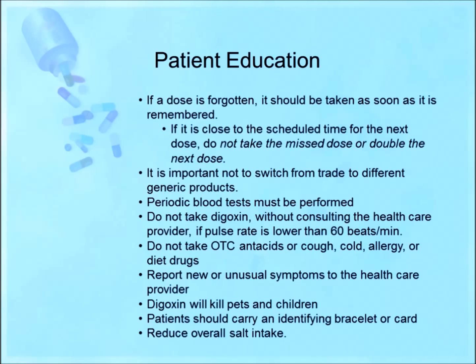The patient should be taught how to take their pulse, or family members need to be instructed. The patient should not take digoxin without consulting a healthcare provider if the pulse rate is lower than 60 beats per minute. This is often less in the hospital, but at home, the patient should have a heart rate of at least 60 beats per minute. The patient should not take over-the-counter medications, especially antacids, cough, cold, allergy, or diet drugs without first talking to their provider, and they should report new or unusual symptoms such as loss of appetite or increased fatigue. These may be two key symptoms that should be reported immediately.